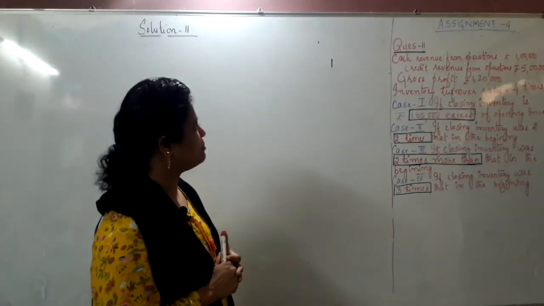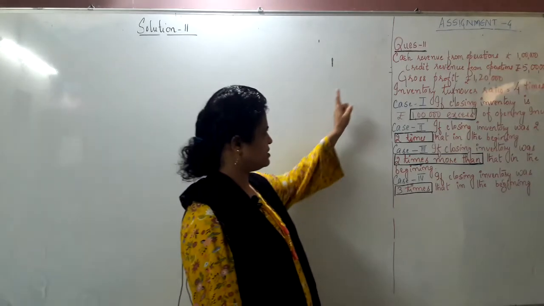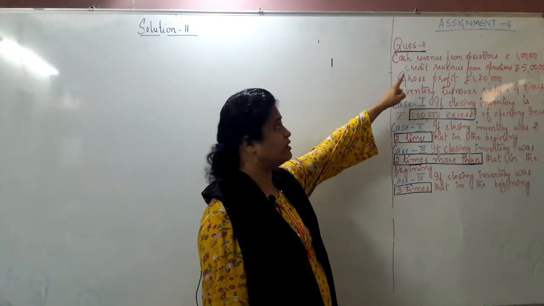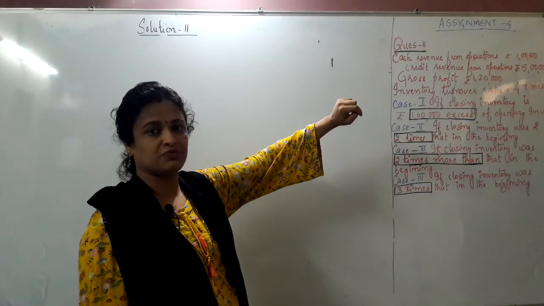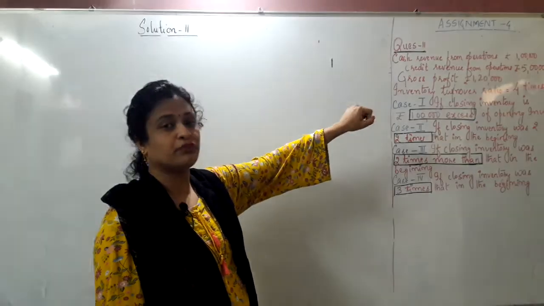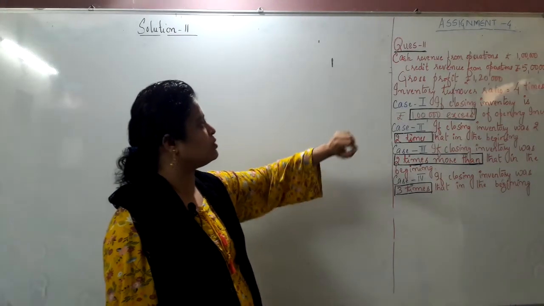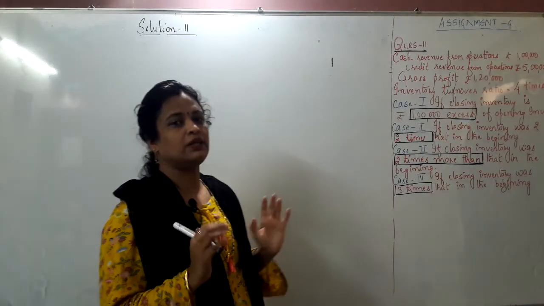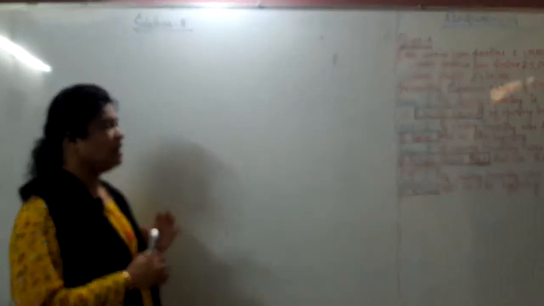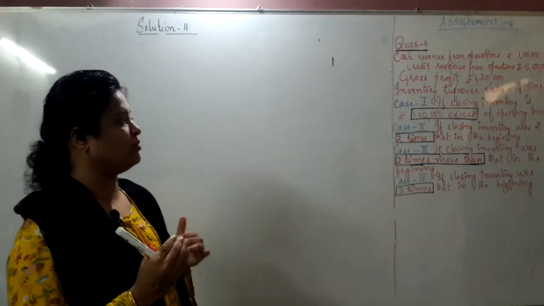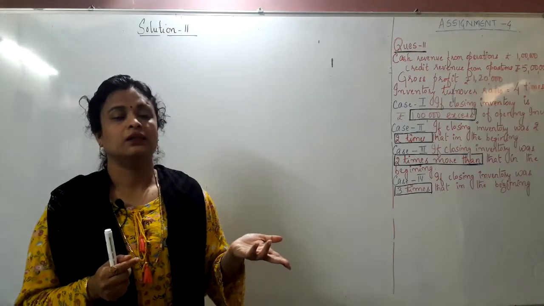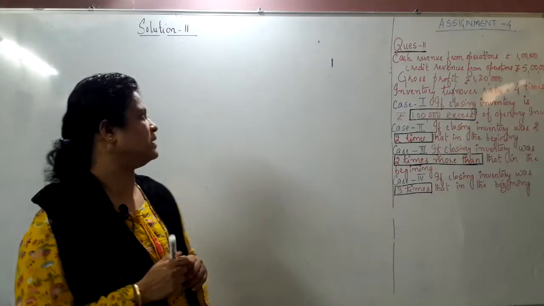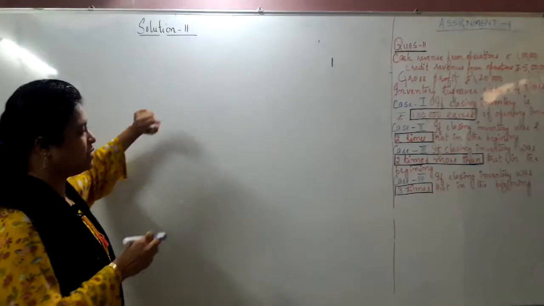As per the question, we have been given some information: cash revenue from operations 1 lakh, credit revenue from operations 5 lakhs, gross profit 1,20,000, and inventory turnover ratio 4 times. This is the only information provided to us. Based on this information, we are supposed to calculate the closing inventory and the opening inventory. So now let us start.